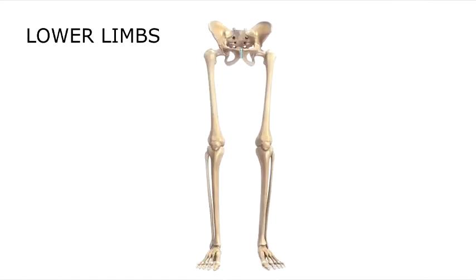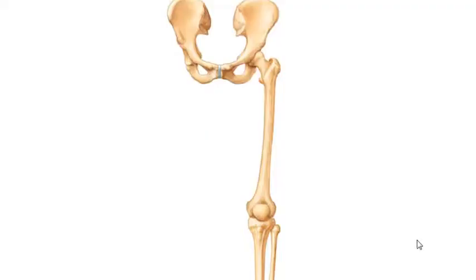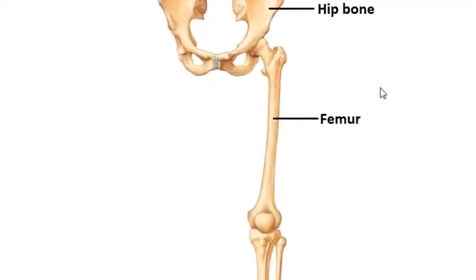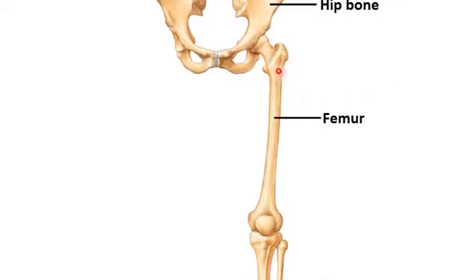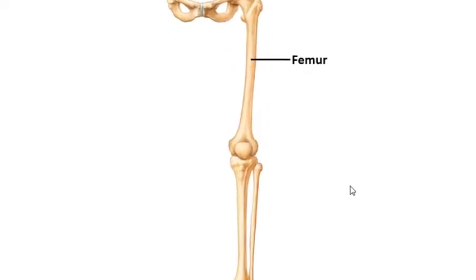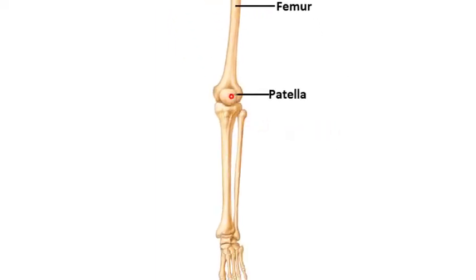Now let us study the bones of lower limbs. Let us see all their names first. This is the hip bone. This is femur, which is the longest and the strongest bone of human body. This is patella, which is also called the kneecap.